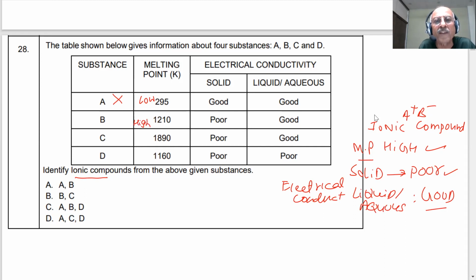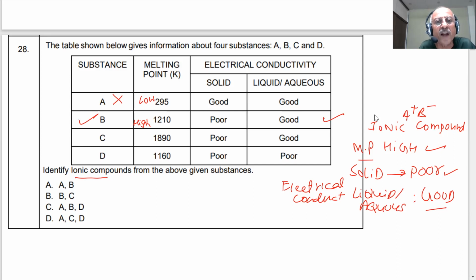It is given in the Kelvin scale. And solid, poor, and good. Yes, this satisfies the condition. B is correct because the melting point is high. In solid, it is poor, and in liquid and aqueous, the electrical conductivity is high. It is the correct choice. In C, what do you find, student?